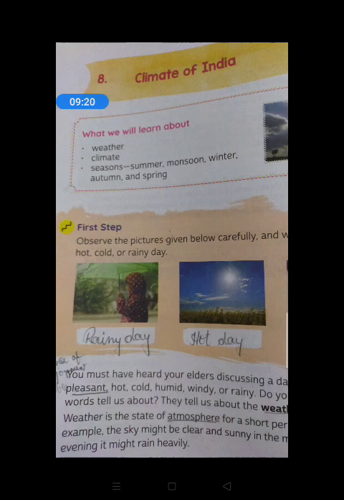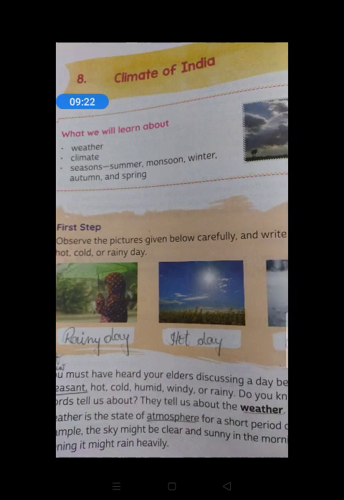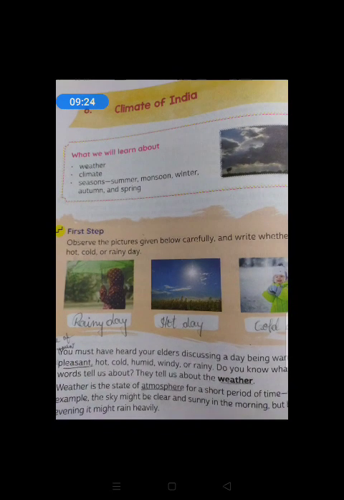What does weather mean? It is the state of atmosphere for a short period of time, for a particular time, how the weather is there, that is what weather is. Okay children?